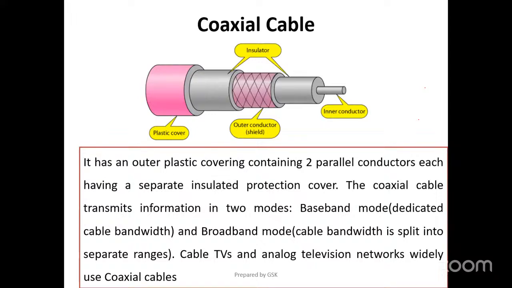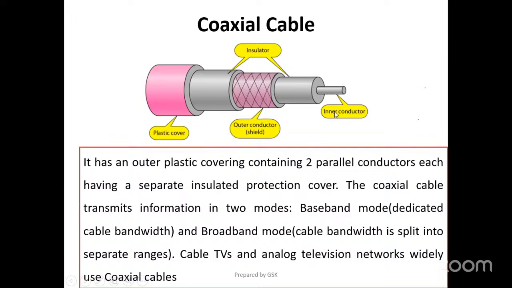So as of now, we covered twisted pair cables, and in twisted pair cables we have two categories, unshielded and shielded. That is what we covered. In the category of cables, we have twisted pair, coaxial, and fiber optic. The second category is coaxial. So this is the basic architecture of the coaxial cable.